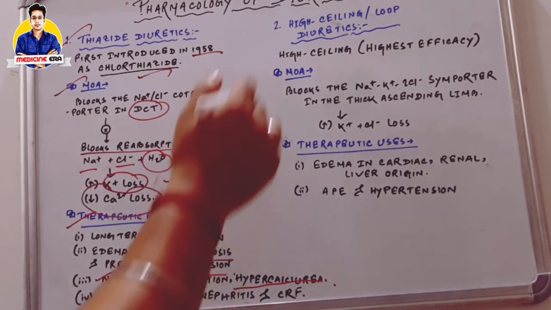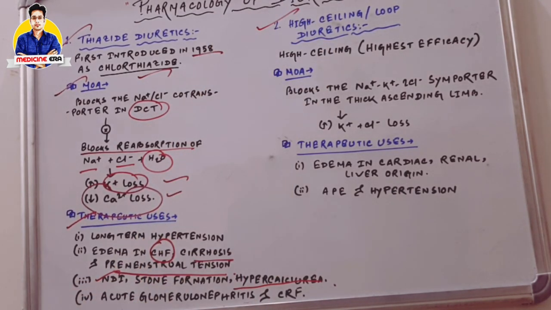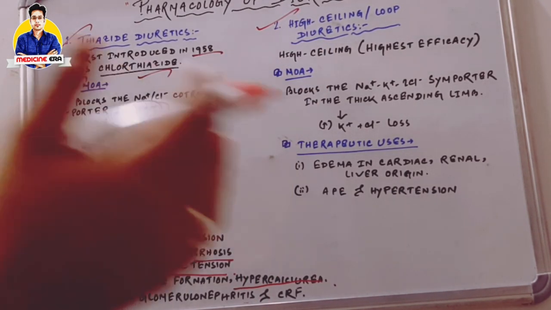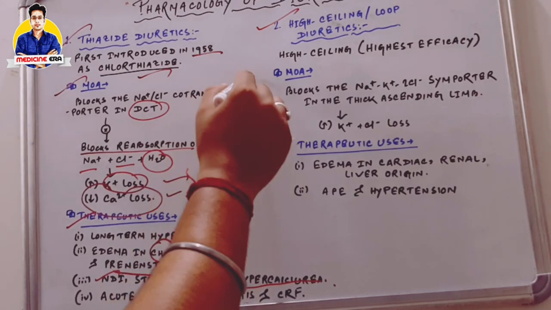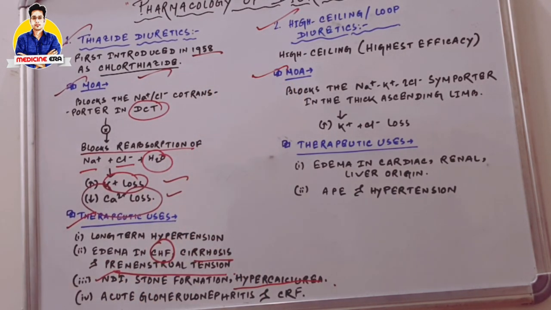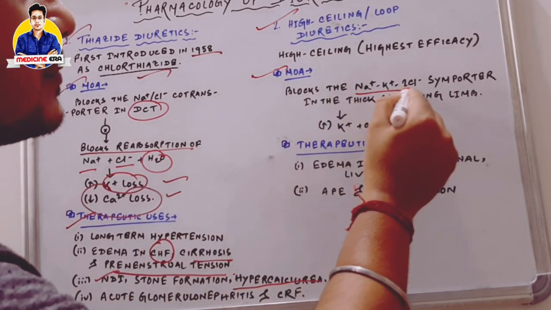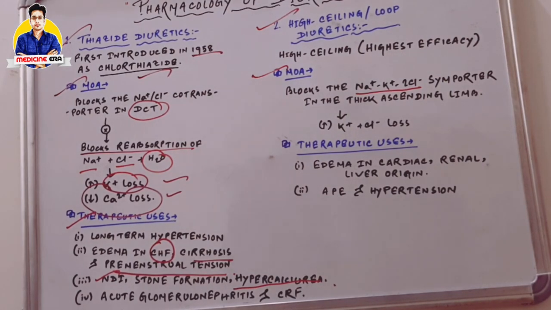Okay, so the next part is high ceiling or loop diuretics. High ceiling means highest efficacy. So this type of diuretics has the highest efficacy or highest action rate. Okay, what is the mechanism of action? It blocks the sodium, potassium and chloride symporter in the thick ascending limb. The thick ascending limb is present in the loop of Henle. So this type of diuretics mainly works in the loop of Henle. So this type of diuretics is mainly called loop diuretics.